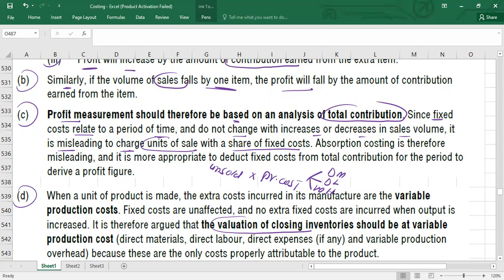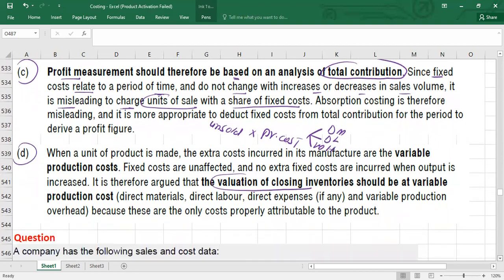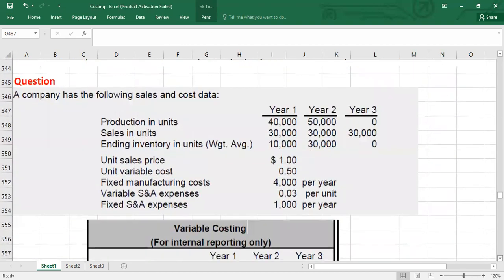Okay, guys, and then here we have a small question. Let's practice a small example, because there are 3 years of data: year 1, 2, 3. I will produce only the calculation for year 2. Year 1 and year 3 you can do by yourself. The solution is there, guys. So we will produce the income statement by using variable costing.